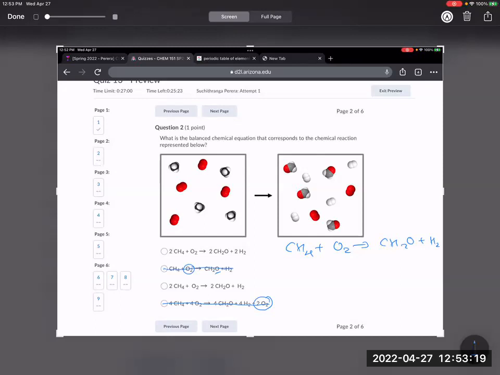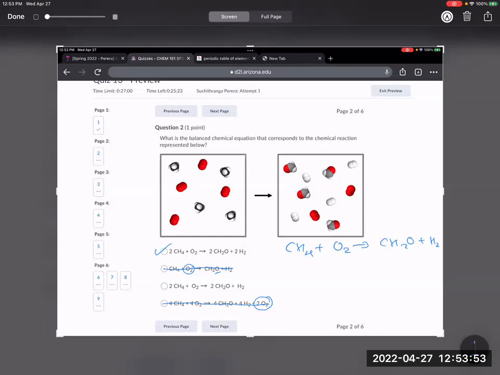And then if you look at the top one, we have 2 carbons on the reactant side, 2 carbons on the product side. Carbons are balanced. 8 hydrogens on the reactant side. We have 2 times 2, 4, plus 4, 8 hydrogens on the product side as well. The hydrogens are balanced, and 1 oxygen molecule, meaning 2 oxygen atoms on the reactant side, and then 2 oxygen atoms on the product side as well. Therefore, that is balanced. Let's look at option C as well.